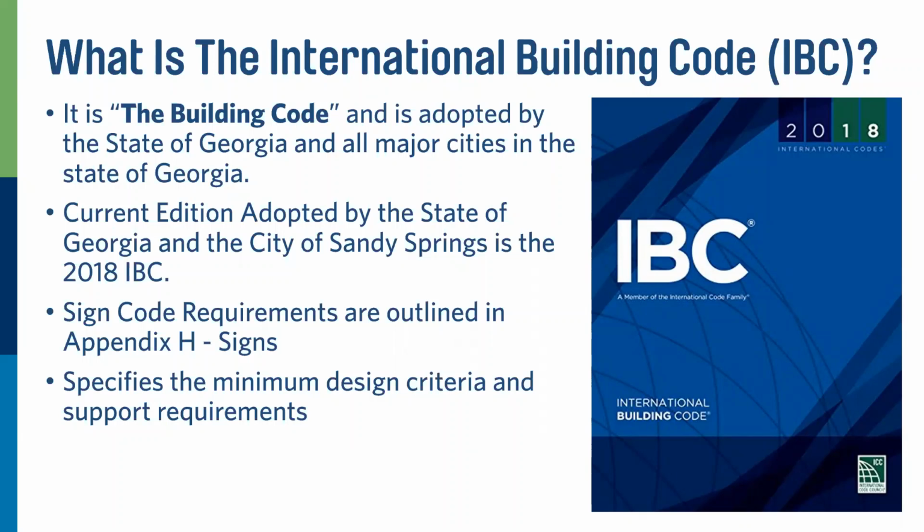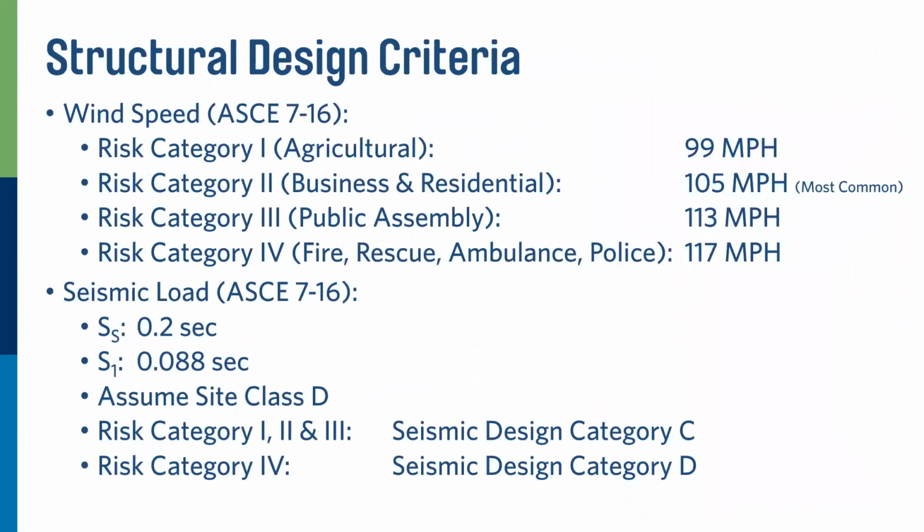This has been in the building code for many, many versions, dating way back, like 3-4 versions ago. So all these sign provisions have been in there, they just haven't necessarily been enforced. But there's an important reason why they're enforced, and we'll talk about that. They also specify the minimum design criteria and the minimum support requirements.